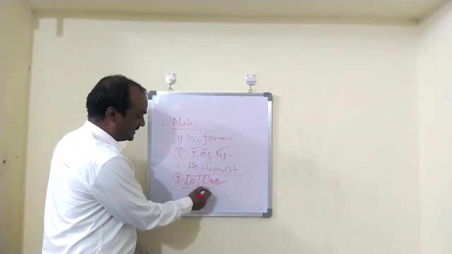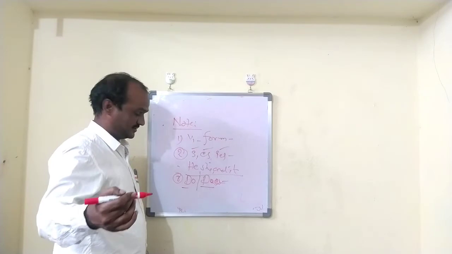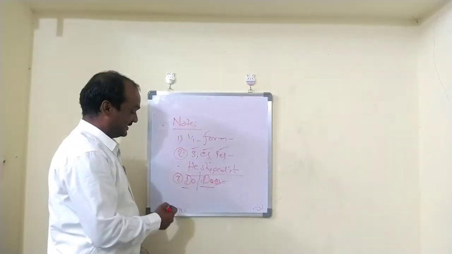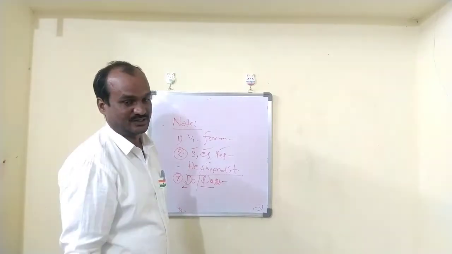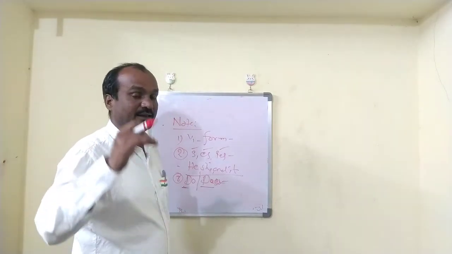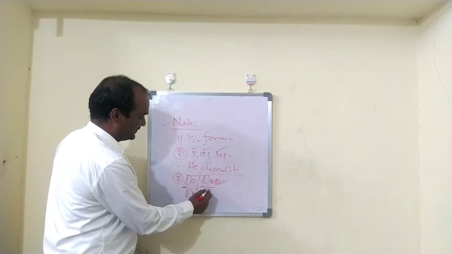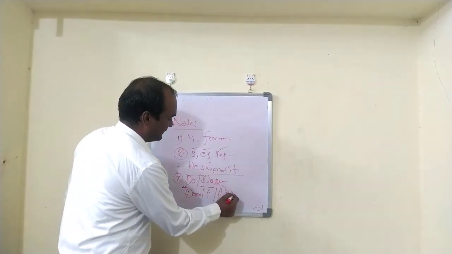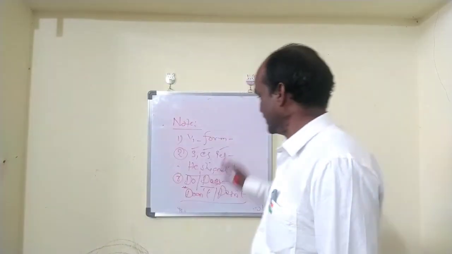So do, does are not used for positive sentences, okay, and here do, does are generally used in negative and interrogative sentences, right? Do, does, don't, doesn't. These are the key points to keep in mind.